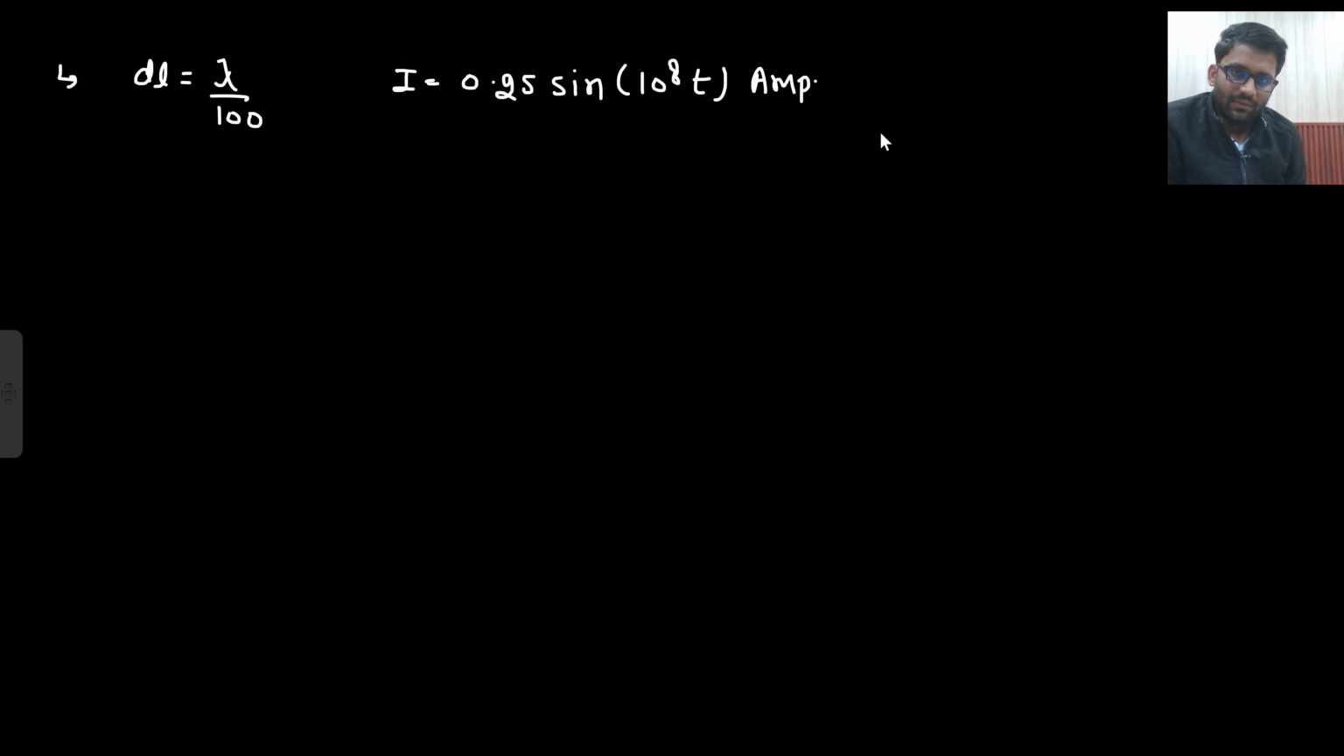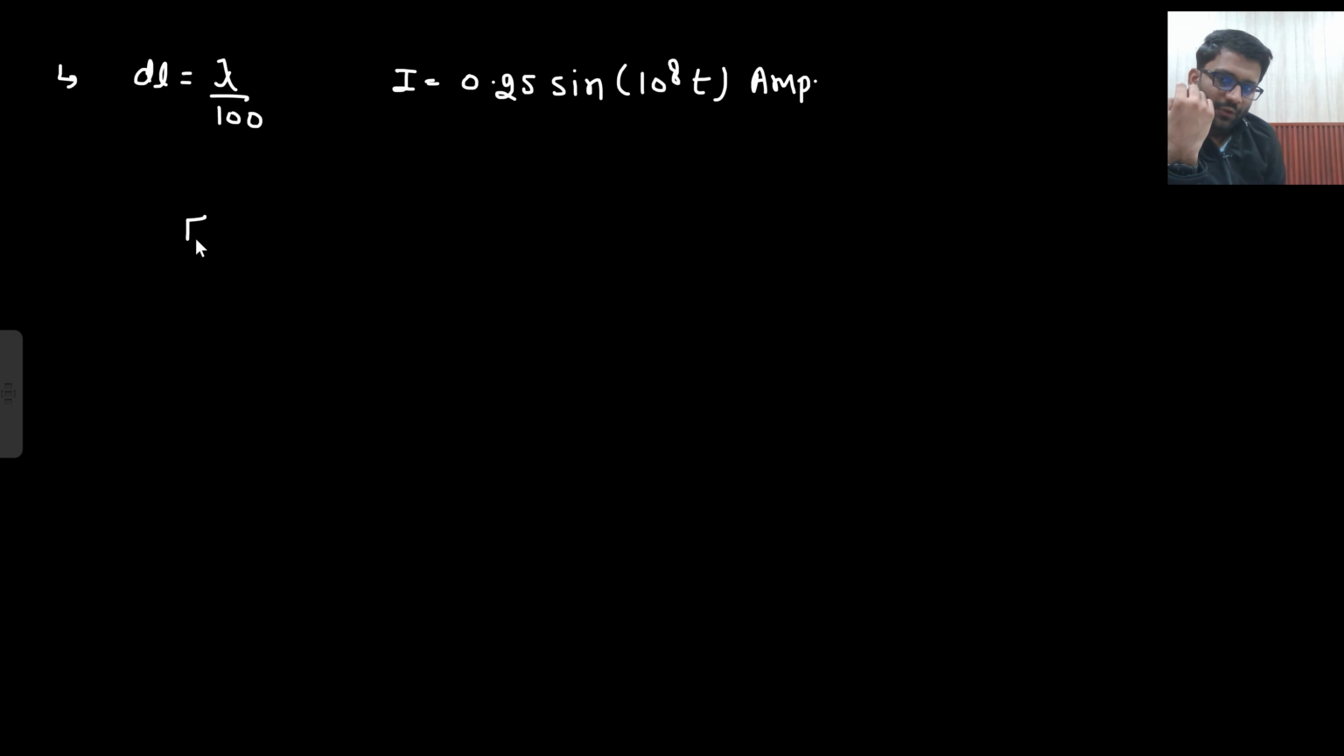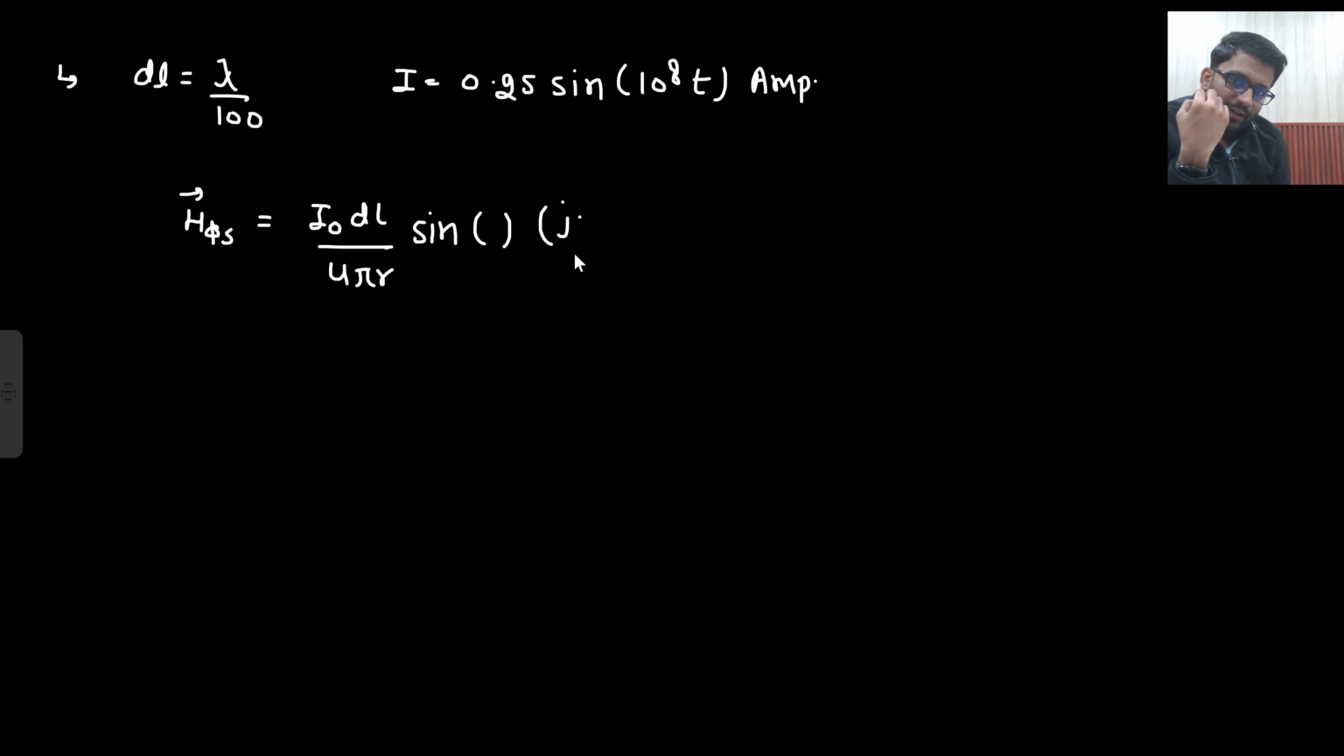So this is the current, 0.25 sin 10 to the power 8 t. It is placed along the x-axis, right? You need to find magnetic field and electric field at this point. R value is given, theta is 60 degrees. So what is the expression of your magnetic field? H phi s is I dl sin theta upon 4 pi r into j beta e to the power minus j beta r a phi cap.